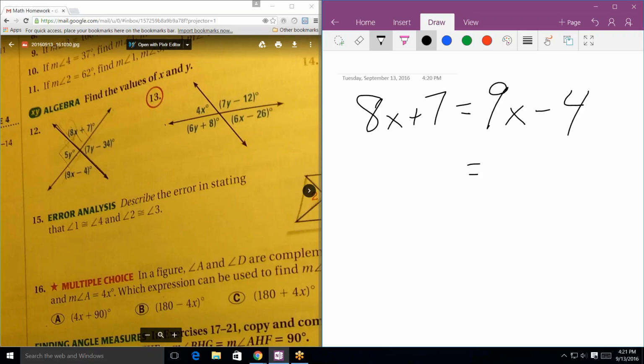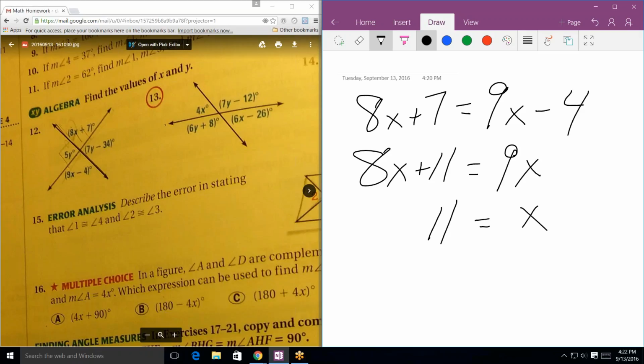Okay, so first I'm adding the 4. I'm just so used to proofs, I'm trying to get used to proofs using the addition property of equality, I think. So I get 8x plus 11 equals 9x. Then I subtract 8x from both sides using the subtraction property of equality, and I get x equals 11. Very good. And then solve for y.